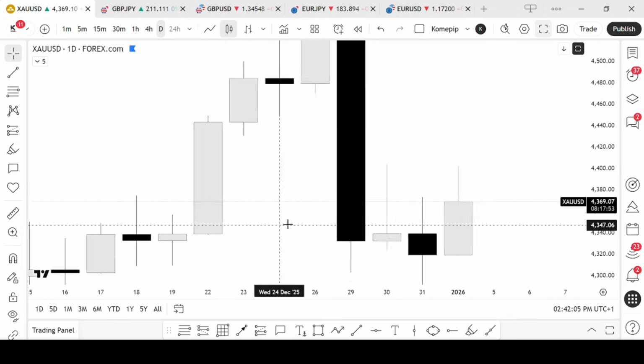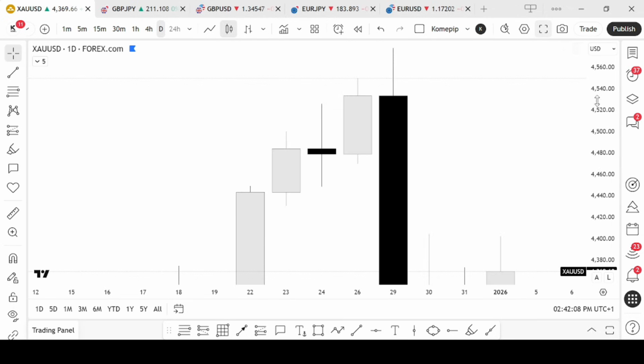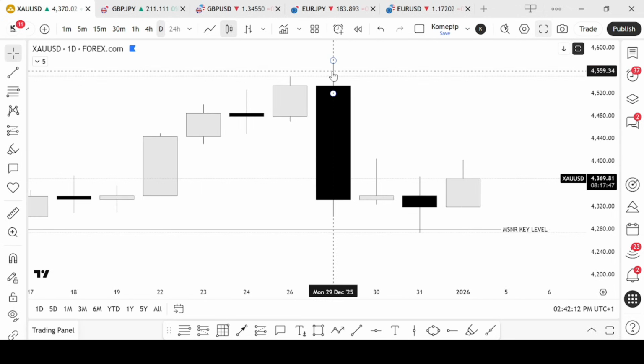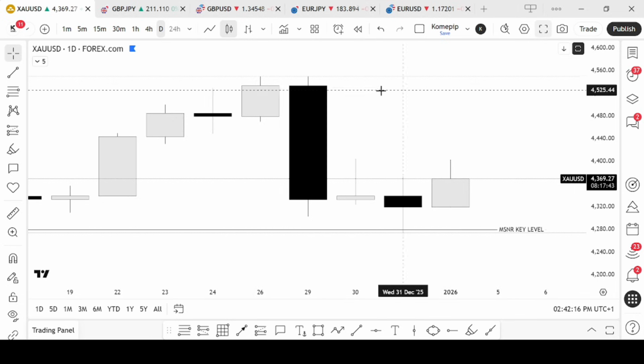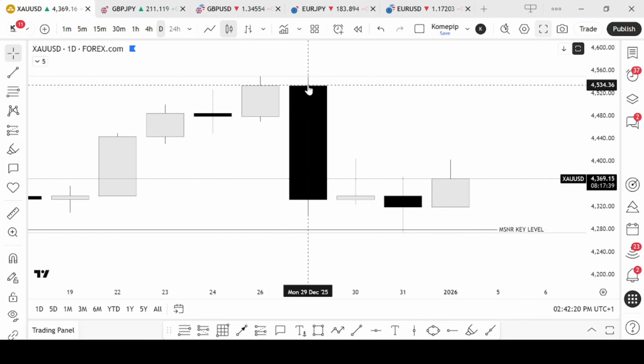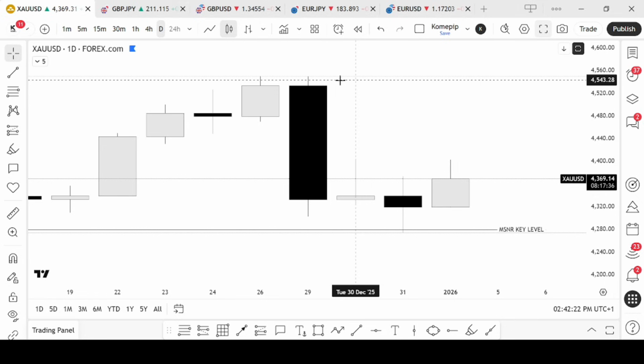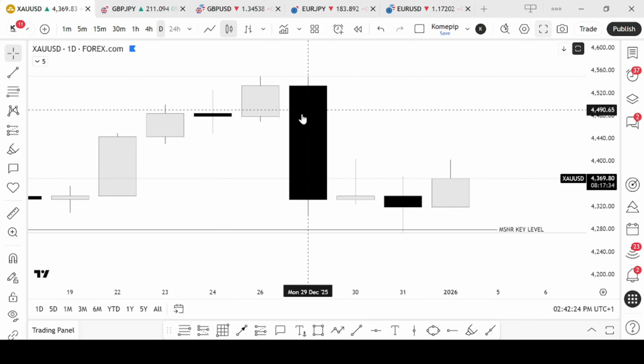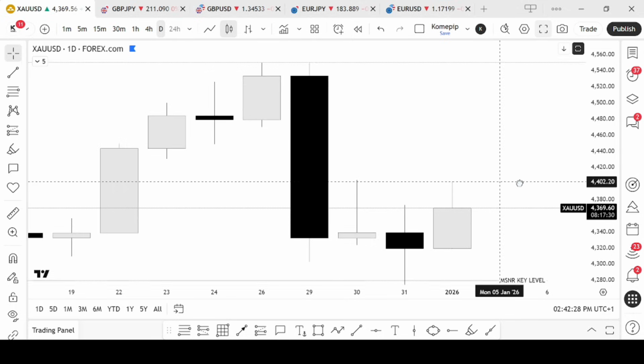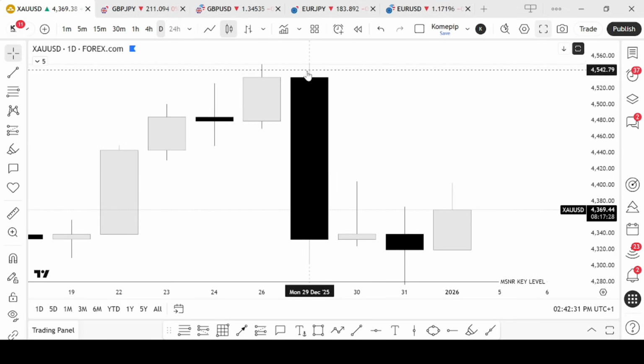All right, let's check this expansion candle. Let me remove this. Look at this expansion candle. You see the wick, how small it is. So what is the possibility that this will expand? The possibility is high that it will expand. Why? Because it has a smaller wick.